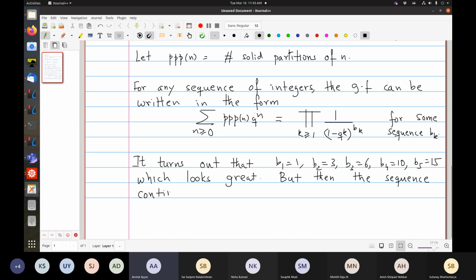So the sequence continues. In the next one, instead of 21 it is 20, and then 26, 34. That's all okay, you have some growing sequence of integers, but then you have minus 186, minus 496. So no one has understood this problem. So this seems to be a hard problem.